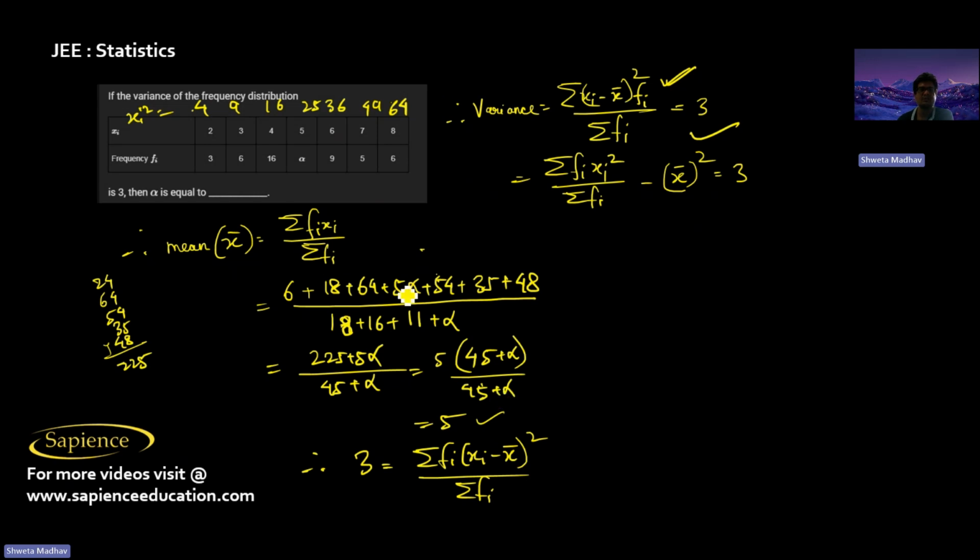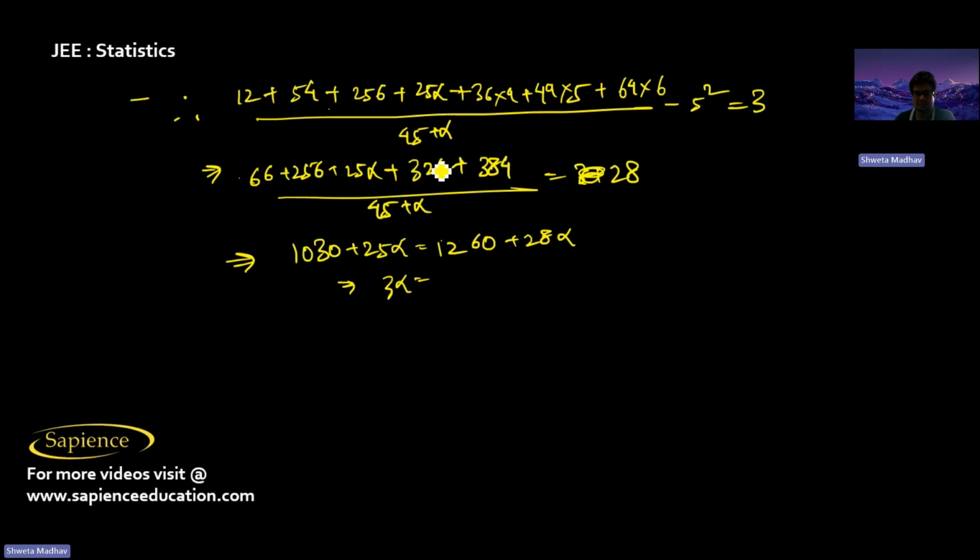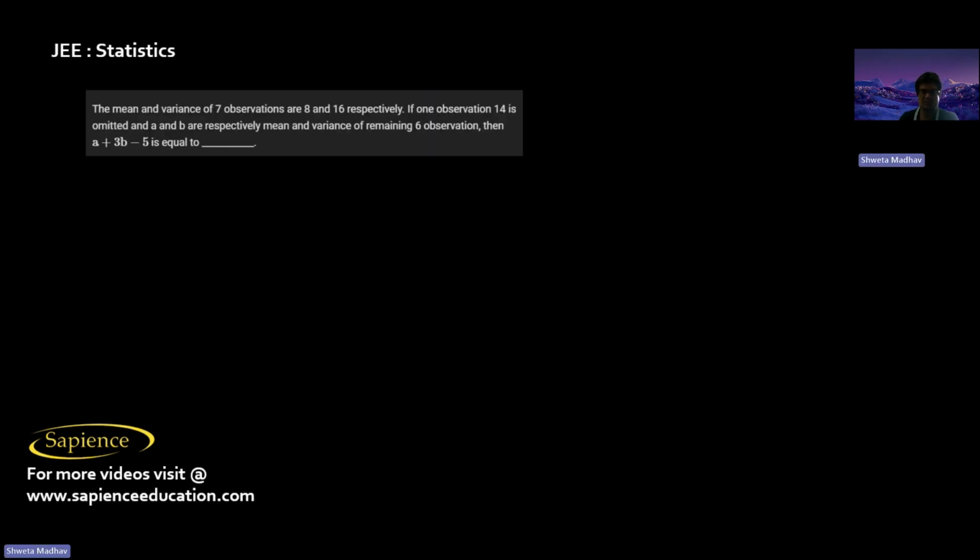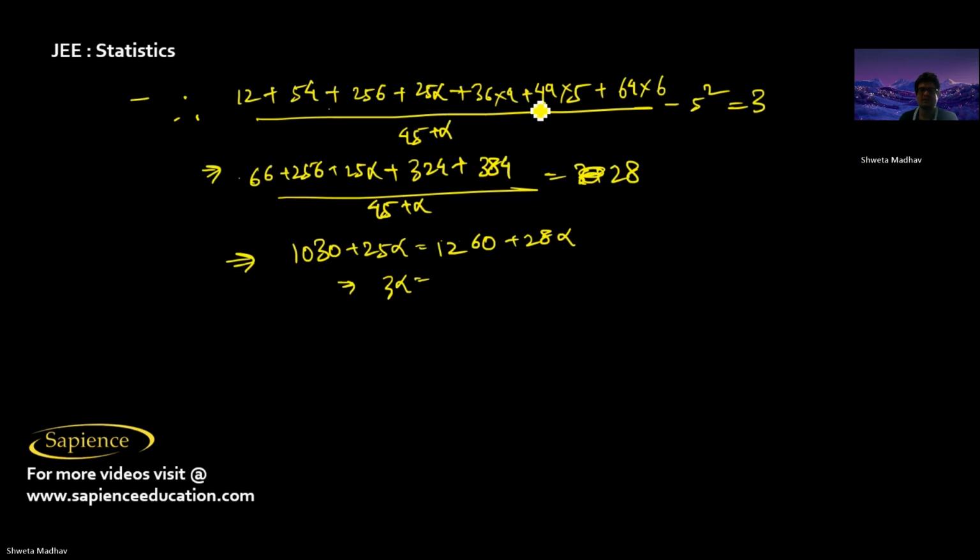X square. 3 into 4, 6 into 9, 16 into 16, 25 alpha plus 36 into 9, 49 into 5, 64 into 6. So that is 3 into 4. 36 into 9 is 324. 49 into 5 also you do. 49 into 5, that is 245. Plus 245 also we have to do.